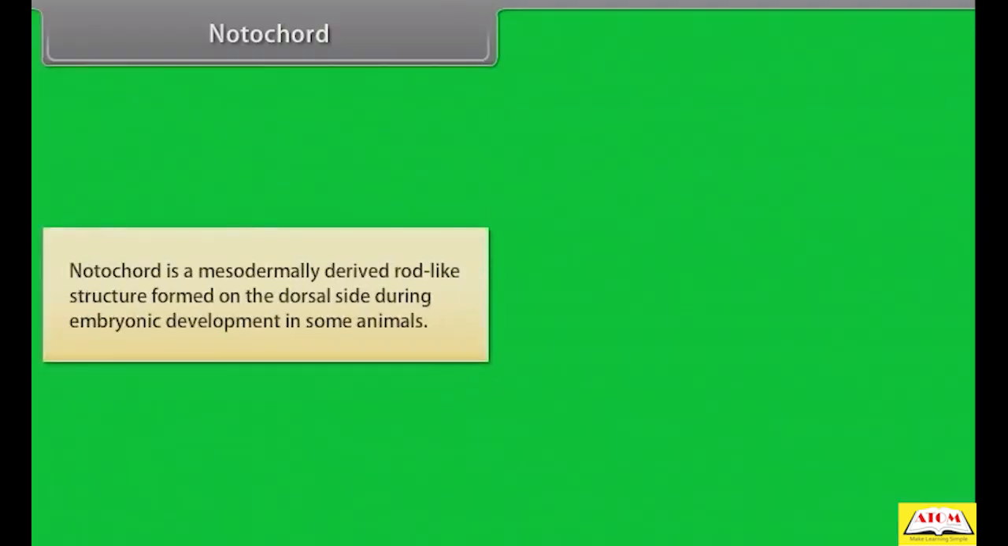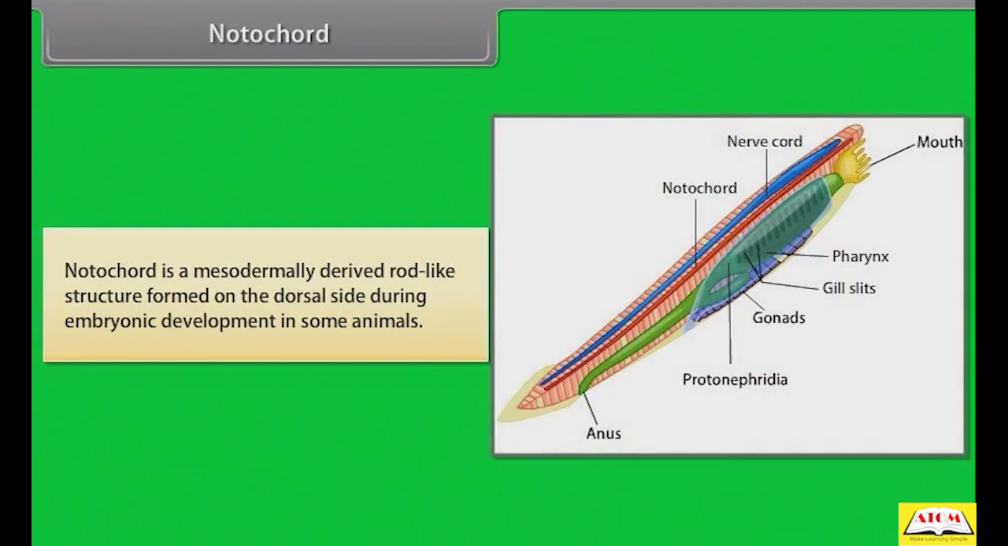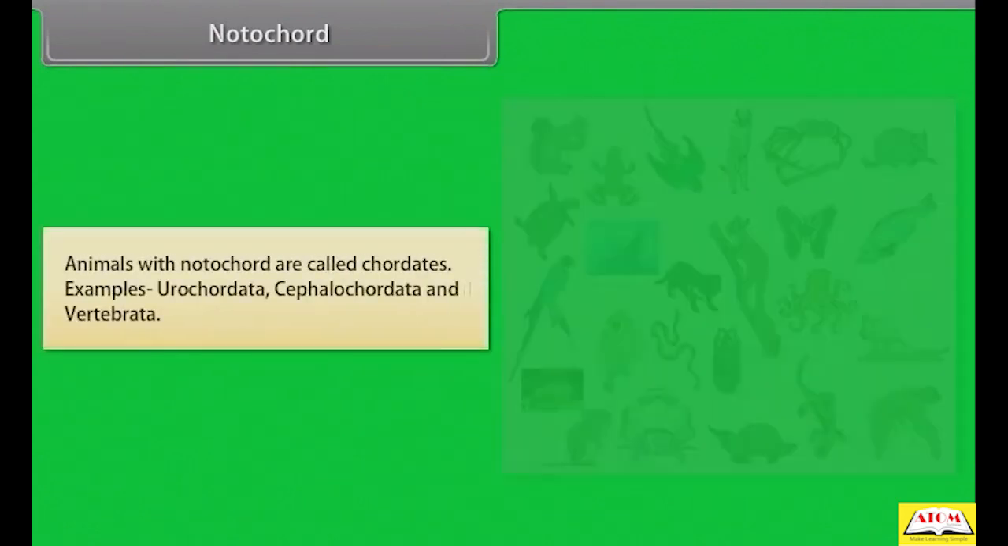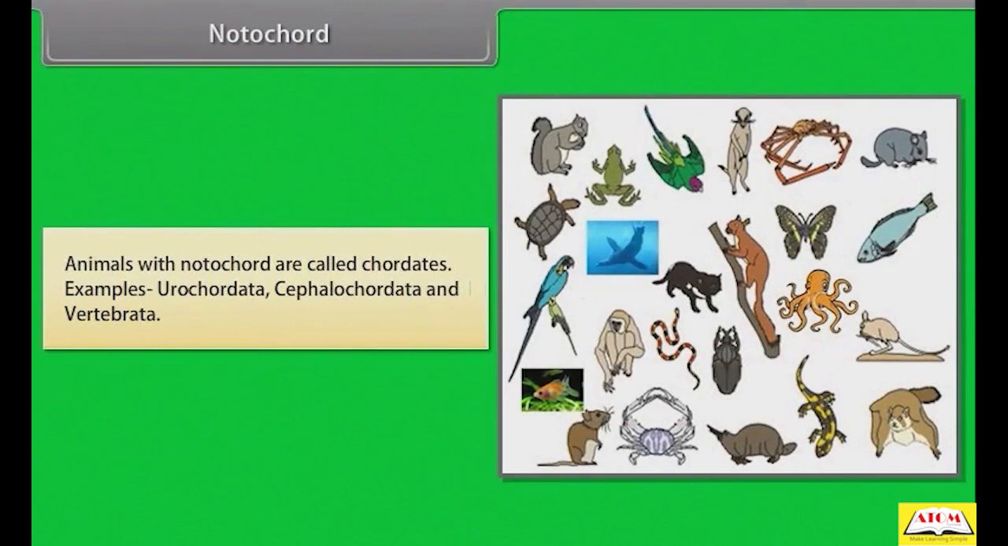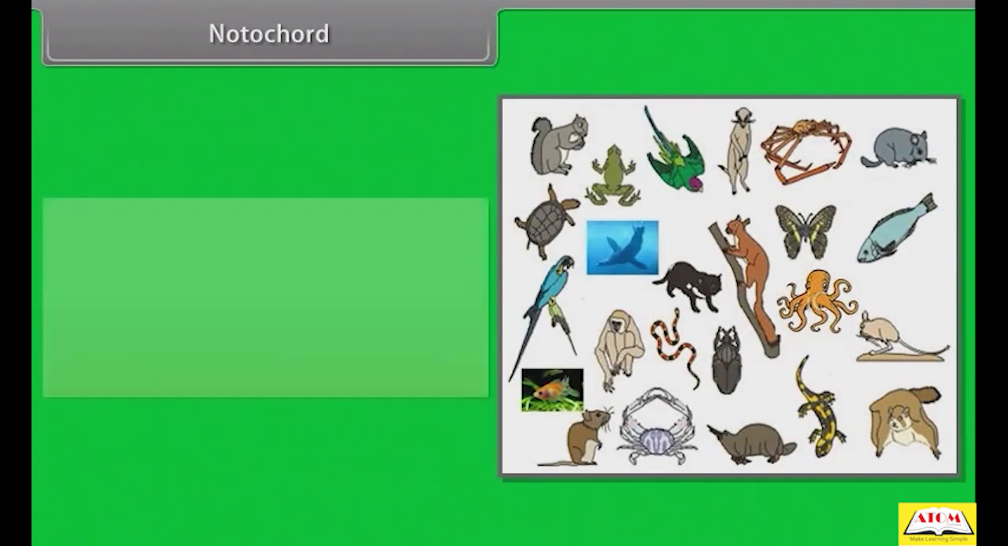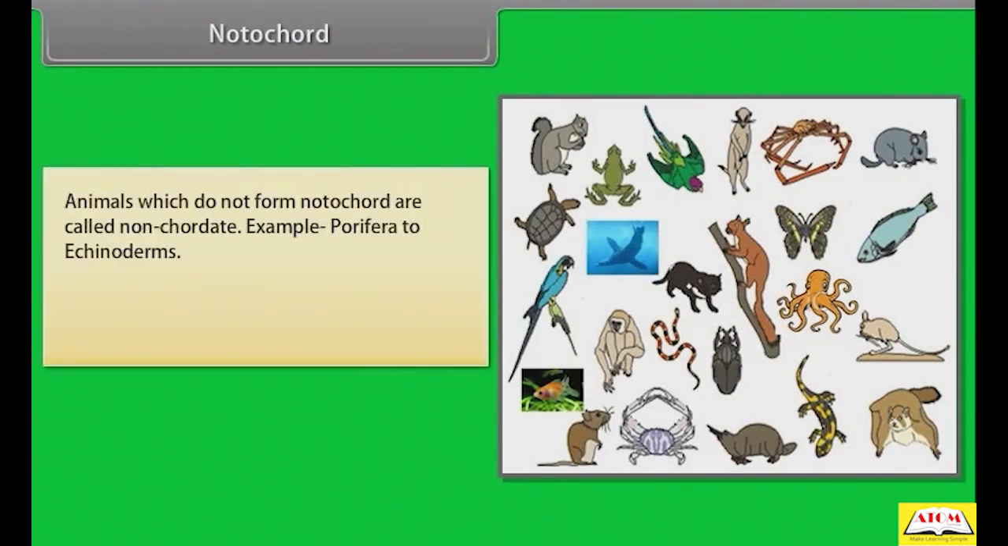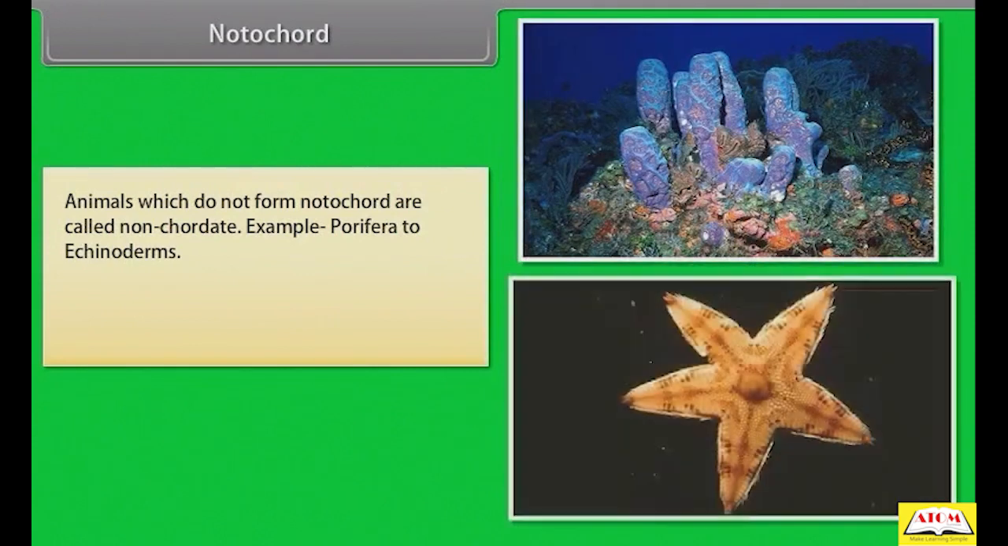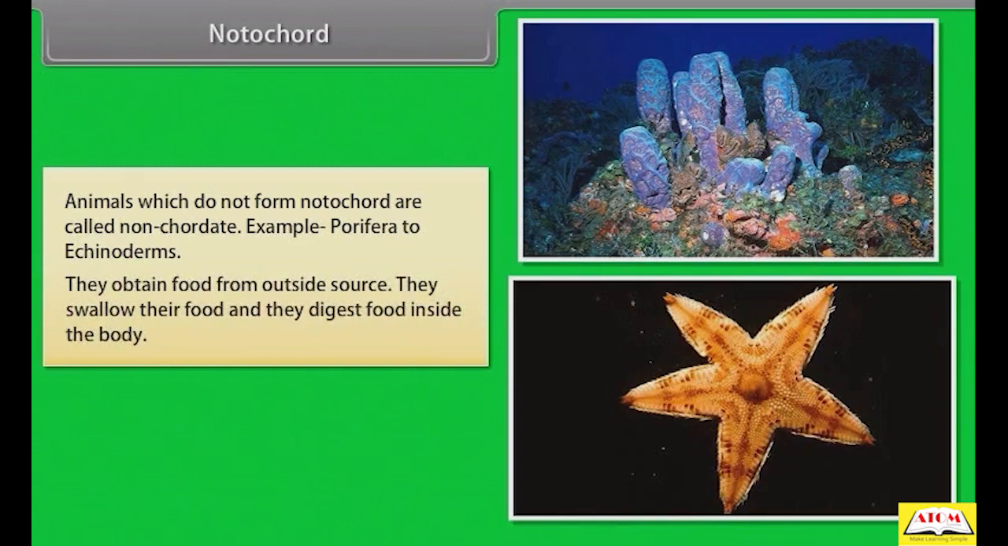Notochord. Notochord is a mesodermally derived rod-like structure formed on the dorsal side during embryonic development in some animals. Animals with notochord are called chordates. Example, Urochordata, Cephalochordata, and Vertebrata. Animals which do not form notochord are called non-chordates. Example, Porifera to echinoderms. They obtain food from outside source. They swallow their food and they digest food inside the body.